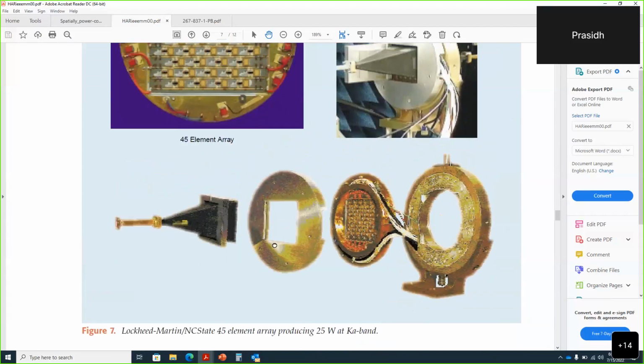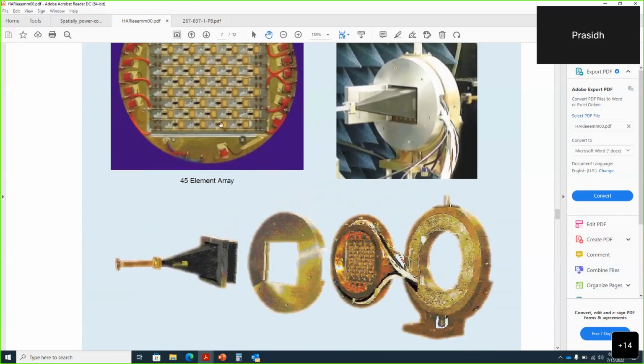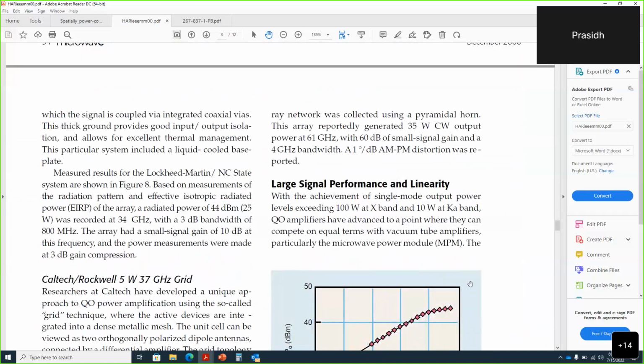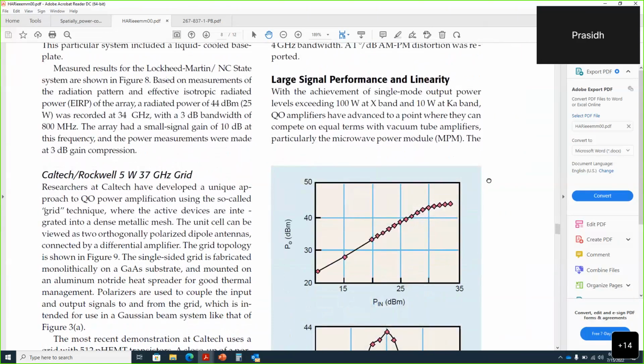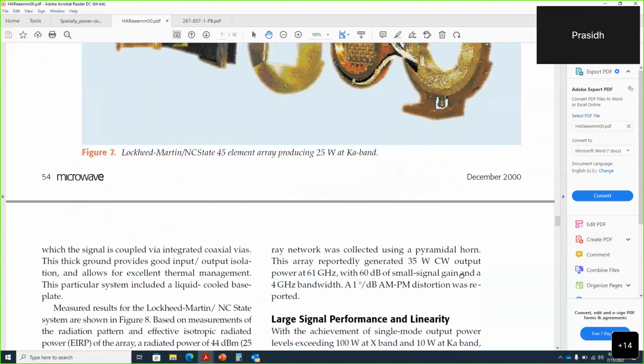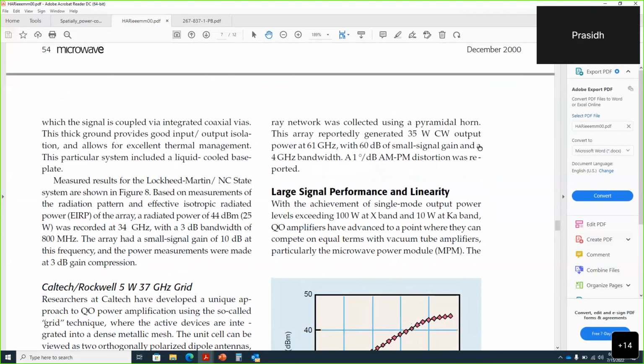Here you can see that they've actually used the tile structure. That's where they have the input waveguide coupled with a horn. Then they have the antenna array with the amplifiers, and you can see that the input and the output elements are orthogonally polarized here. And they've been able to achieve something like 25 watts at Ka band, which is quite a high power.